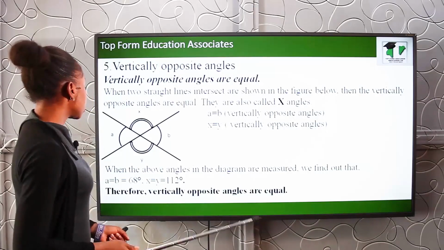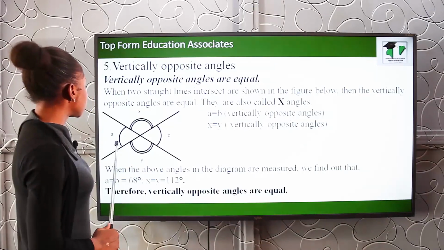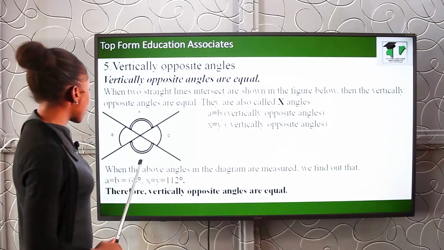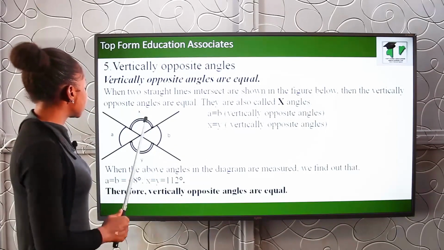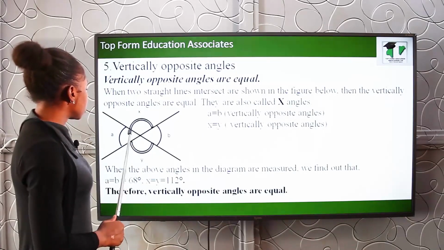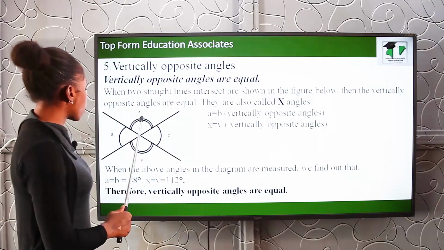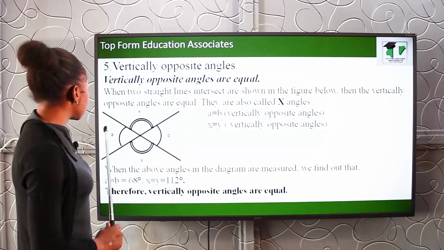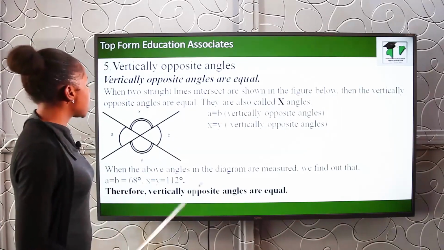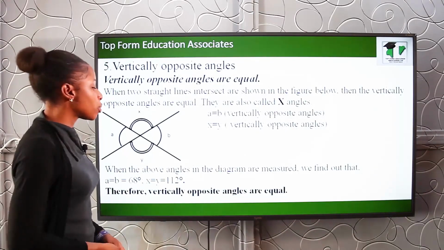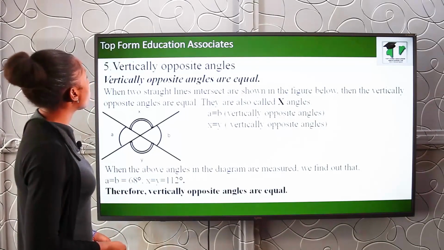Now when the angles in this diagram are measured, when we have angle X measured and angle Y measured, we discover that they are equal. They are the same. We have X as 112 degrees. We also have Y as 112 degrees. We have A as 68 degrees. And we also have B as 68 degrees. Therefore, vertically opposite angles are equal.